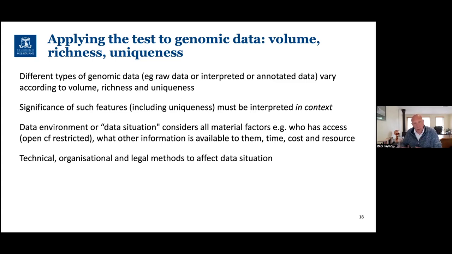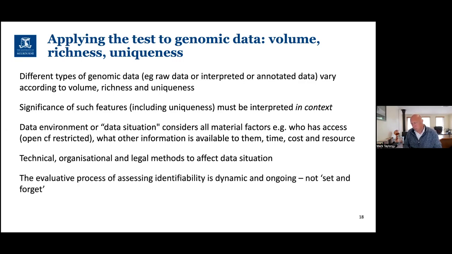And when data is in a controlled environment, not if it's released on the web and open to the world, but in a controlled environment, then technical, organizational and legal methods, such as contractual methods, can affect that data situation and affect the material likelihood of an individual's identification and the question of reasonable identifiability. That said, the evaluative process of assessing identifiability is going to be dynamic and ongoing. This isn't a set and forget thing, particularly as the data situation itself changes. As any of these material factors, who has access, what other information is available, time, cost, resource, change, and they will change, then the assessment and likelihood of identifiability will change.